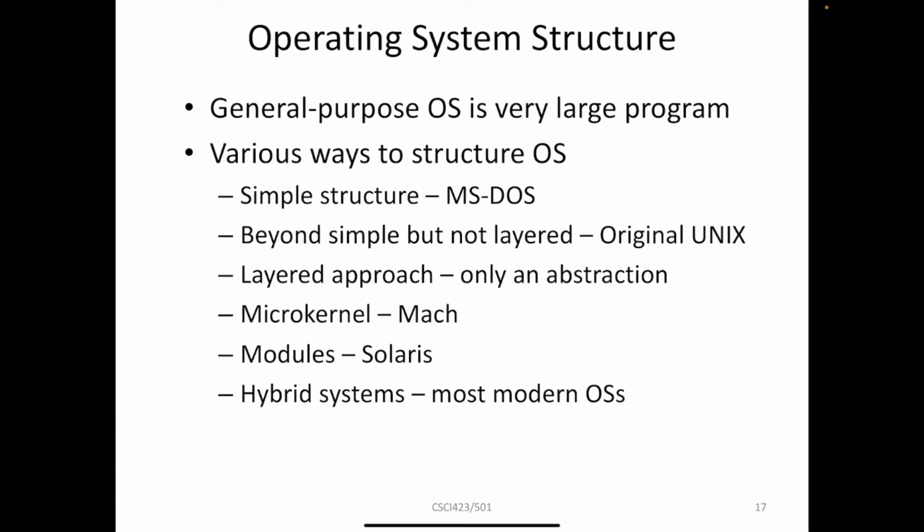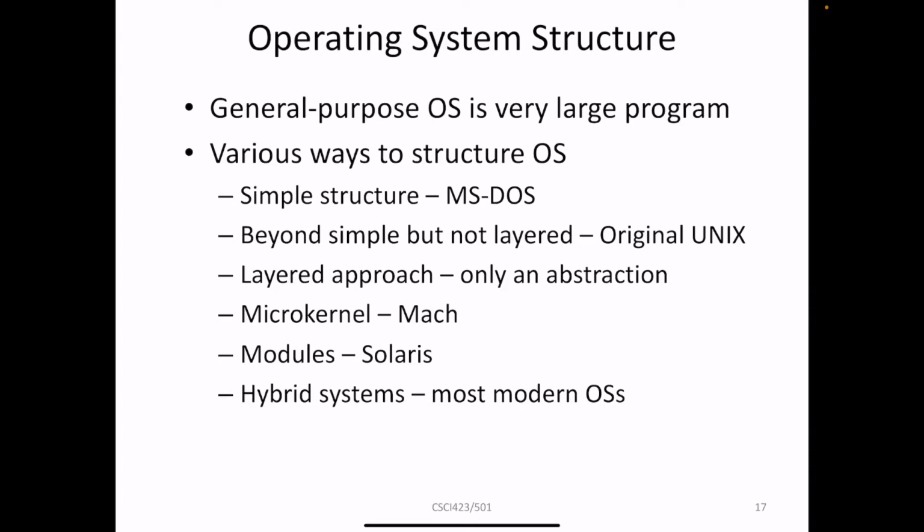The last very important concept of operating system is operating system structure. The general purpose operating system is very large and complicated. So we need to define a structure for it, which can help us better understand and well organize it. So basically, there are several ways to structure the operating system, and those structures evolved from time to time.